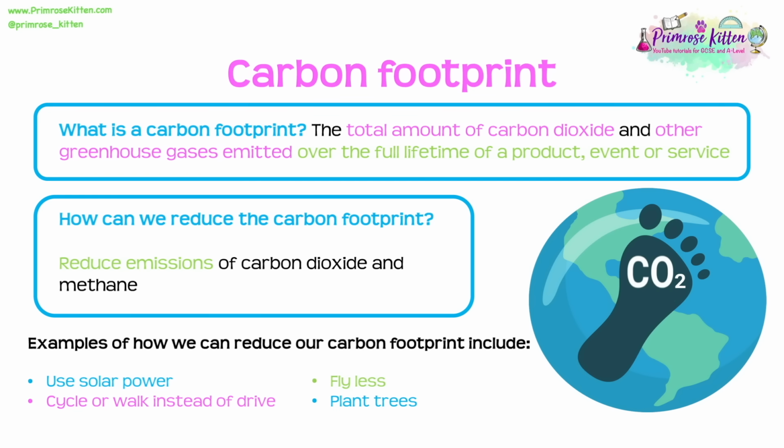So if you think of some examples of how we can reduce our carbon footprint, this can include using solar power instead of fossil fuels, cycling or walking to work or school instead of driving. We can fly less and holiday more locally. And also planting trees is another great way that we can reduce our carbon footprint.